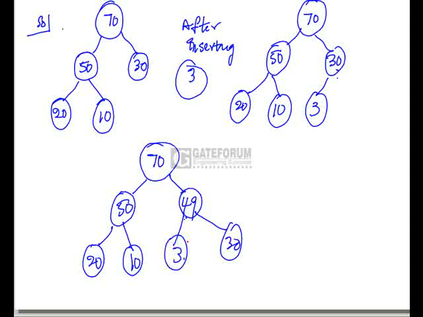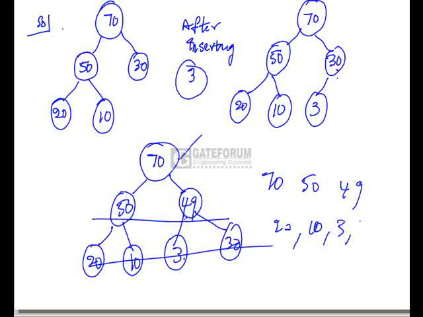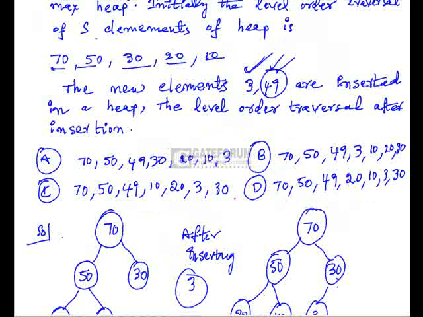So the level order traversal means level by level we have to read the contents of this node. So 70 is first in this level. In this level 50, 49. In this level 20, 10, 3 and 30. So it will be 70, 50, 49, 20, 10, 3 and 30. It is equivalent to option D. That is a level order traversal, just like a BFS traversal.